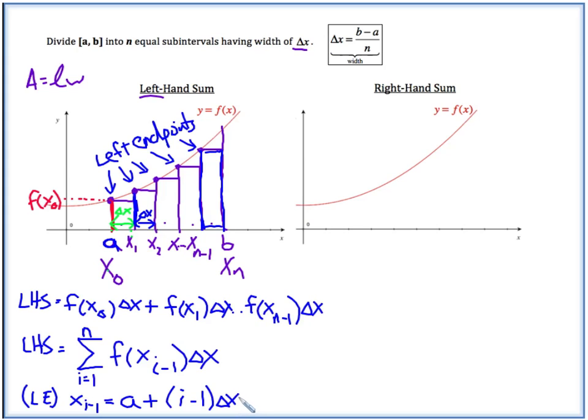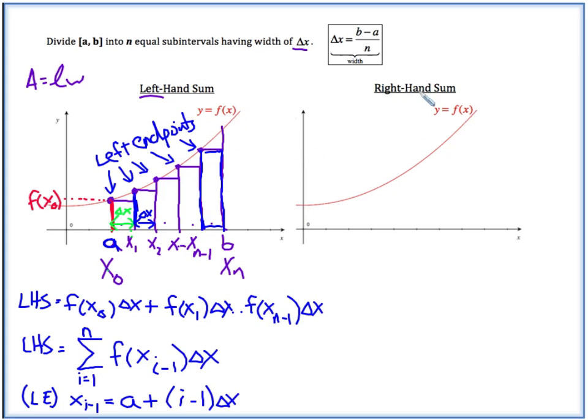Okay, now you can always find delta x using this formula right here, which is going to be b minus a over n, or the end of your interval minus the beginning, divided by how many subintervals or how many rectangles we want to have in there. So this formula right here is going to give you what x sub i minus 1 is to use in our function for our sum.